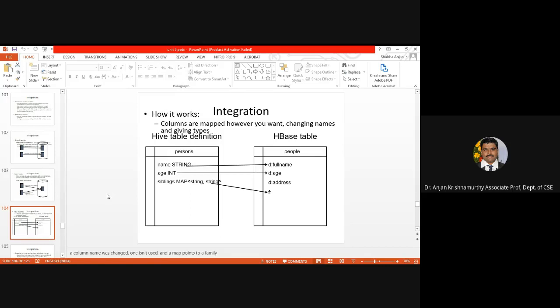When you talk about HBase, you have the deployment structure, and the table behaves in exactly the same way as what we see as full name, age, address, and so on. On the right hand side, what you see is a columnar description.